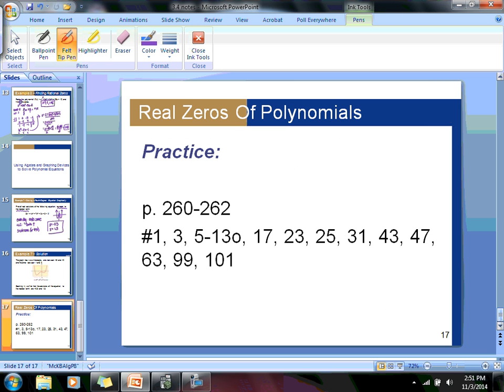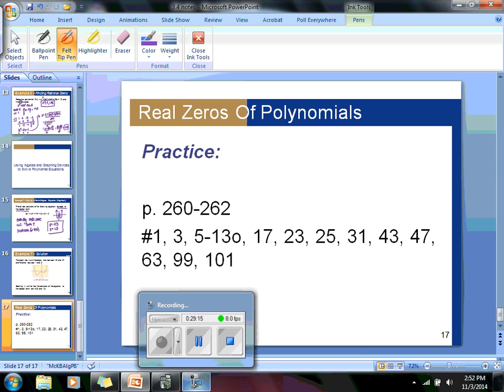Okay, so there's your homework for tonight. It's kind of choppy, so make sure you write those numbers down. And remember, I have the solutions worked out in the binder in the classroom. And if you have any questions, come on in and see me before school.